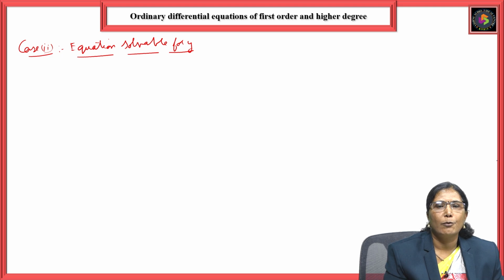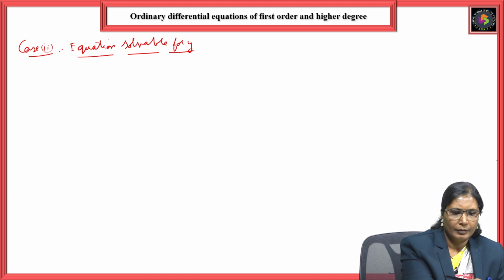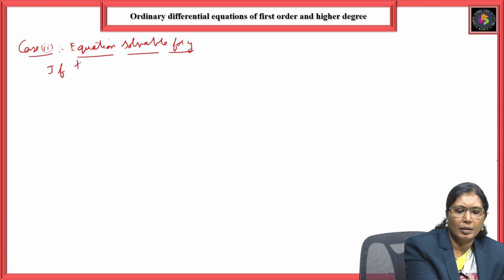The given ordinary differential equation is solvable for y means we can write y in terms of x and p. I repeat, the given ordinary differential equation is solvable for y means we can write y in terms of x and p.